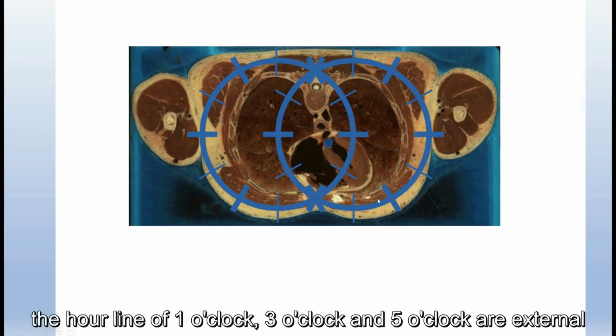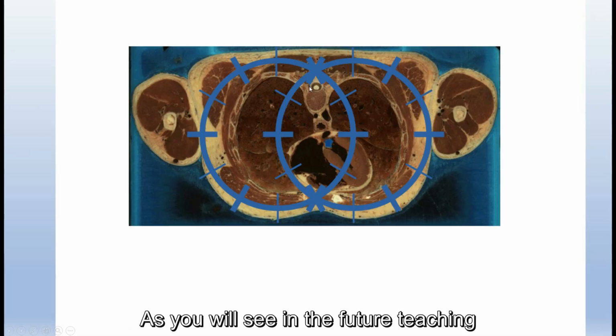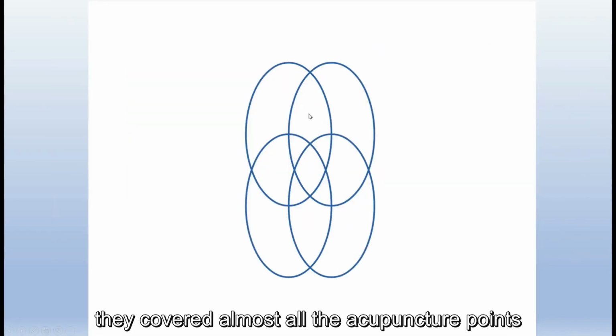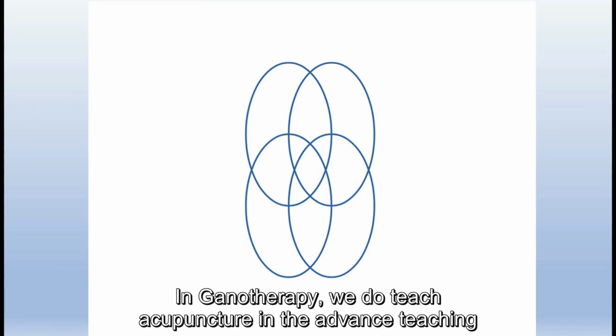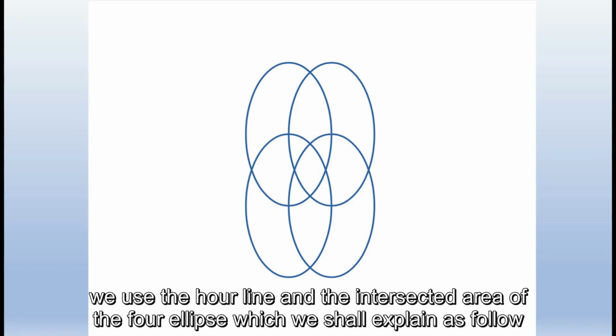As you can see, the hour lines of 1 o'clock, 3 o'clock and 5 o'clock are external. The lines of 7 o'clock, 9 o'clock and 11 o'clock are inside the area of the intersection. As you will see in the future teaching, when you draw the hour lines along the main body, they cover almost all the acupuncture points. So when you study acupuncture, these hour lines are important. In Ganotherapy, we do teach acupuncture in the advanced teaching, but we do not use the meridians and the acupuncture points as in the traditional training. We use the hour lines and the intersected area of the four ellipses, which we shall explain as follows.